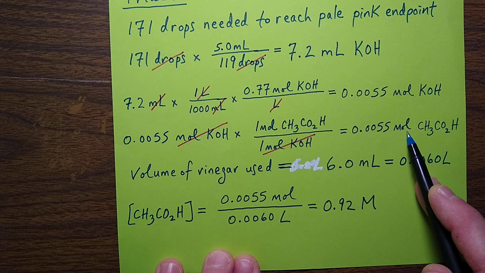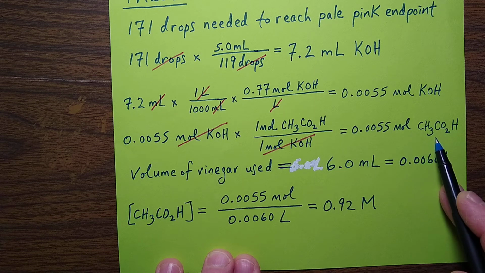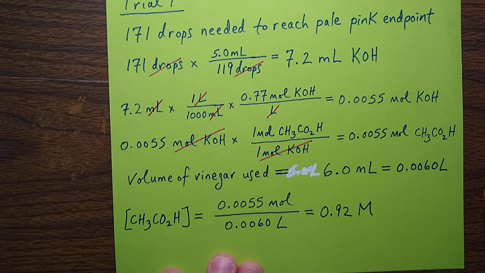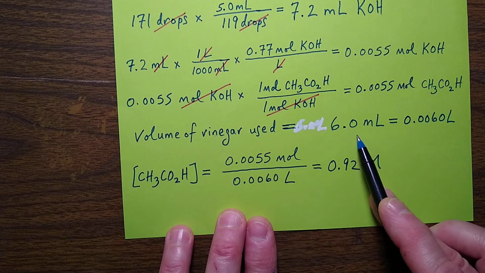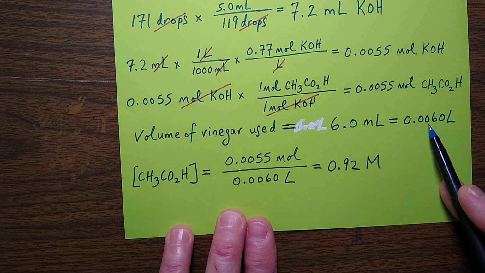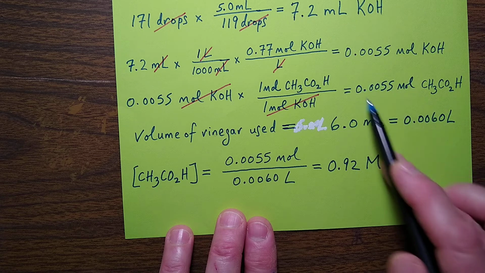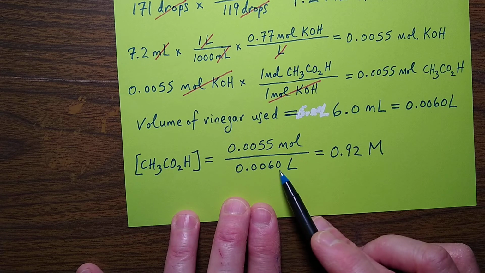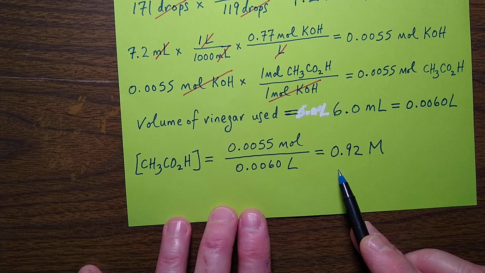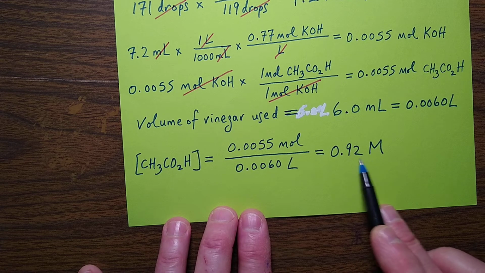Then, one more step. Take that number of moles of acetic acid that were present in the amount of vinegar that I measured out in 6.0 milliliters, and I convert that to liters, and I get 0.0060 liters. I divide this number by that to give me the concentration or the molarity of acetic acid for that particular trial. You'll do that 4 times.